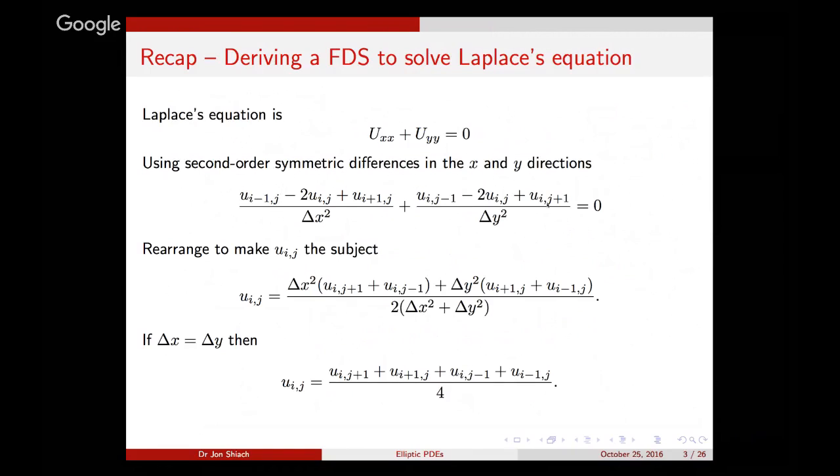So that's our finite difference scheme for Laplace's equation. This is second order accurate because we've used second order differences here. If I use fourth order, we'd have lots more nodes and a different finite difference scheme.